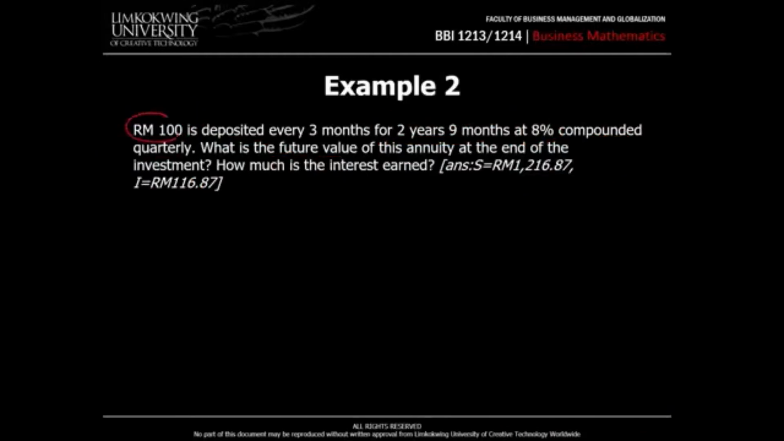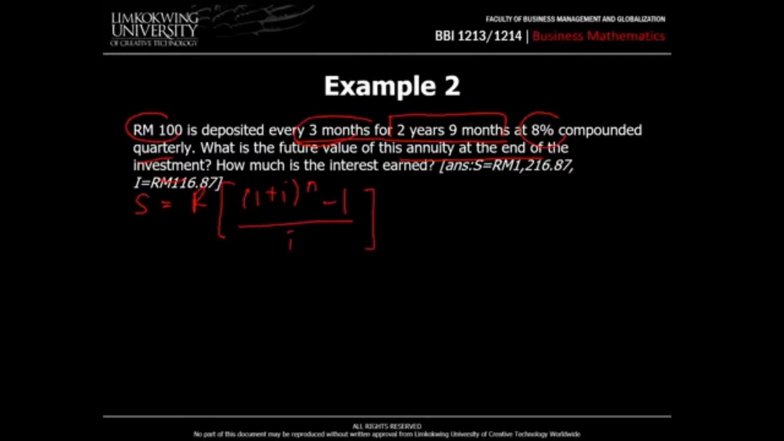Okay, this is 100 deposited every 3 months for 2 years, 9 months at 8% compounded quarterly. What is the future value of this annuity at the end of the investment? So this is regarding future value. The formula for finding the future value is S equals R times (1 plus I) to the power of N minus 1, divided by I. Okay, so we have to use this formula.